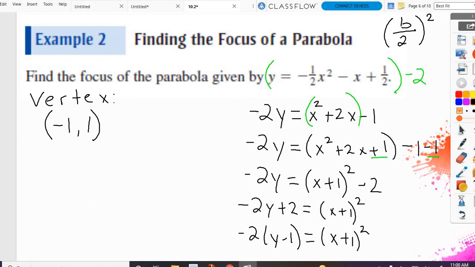But that's not what they asked us for. What did they ask us for? The focus. So what did we say we have to know in order to be able to find our focus? The p-value. So negative 2. Is negative 2 my p-value? No, negative 2 is what? 4p. So then what would the p-value be? Negative 1/2. So then we have to decide, do we want to add that value to our x or to our y?